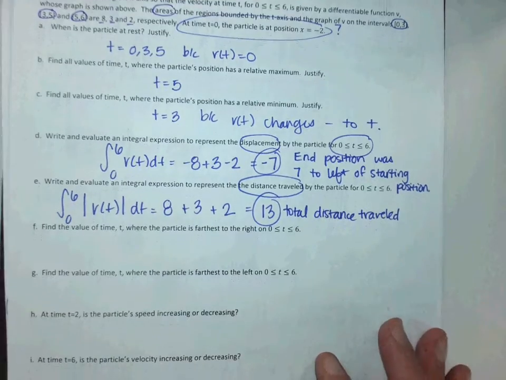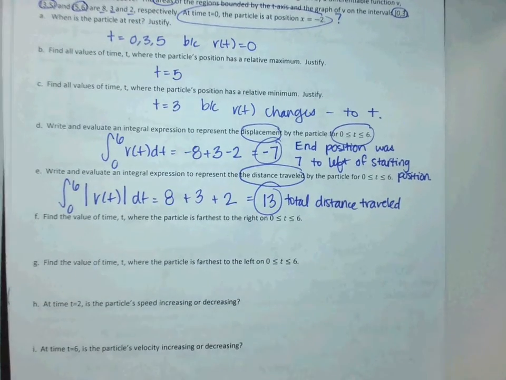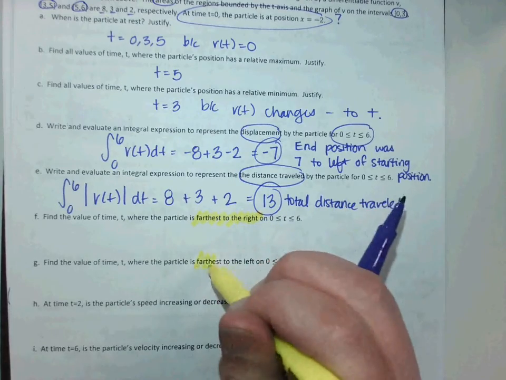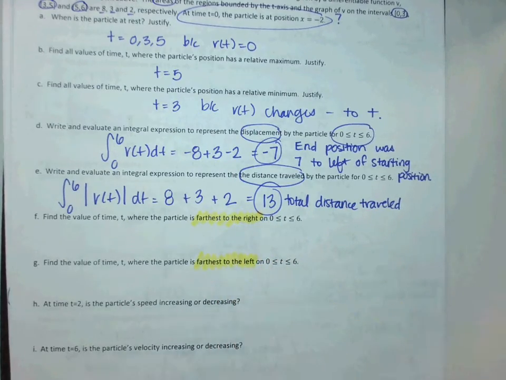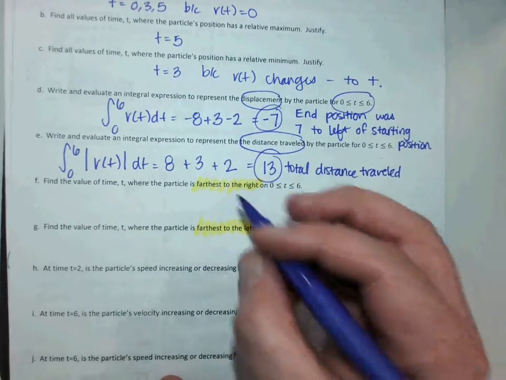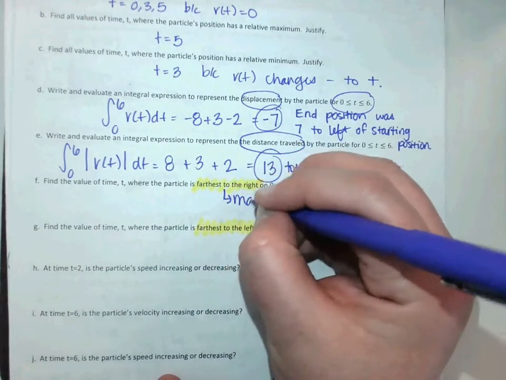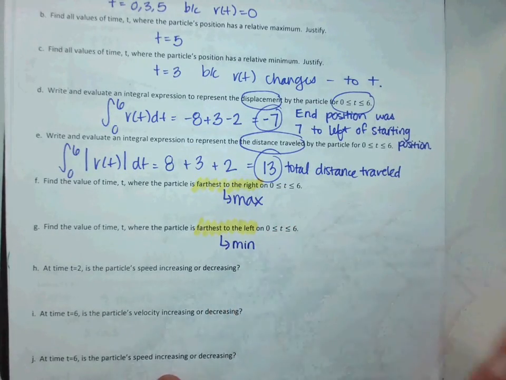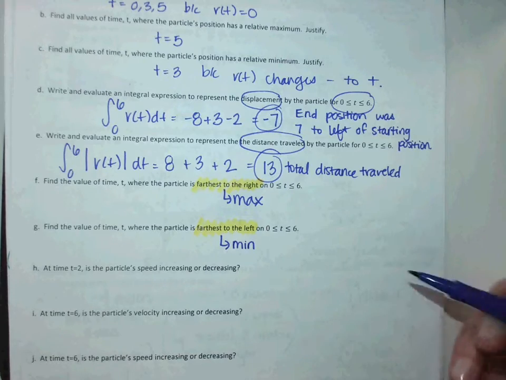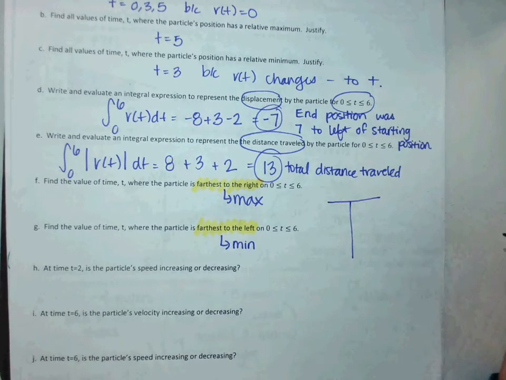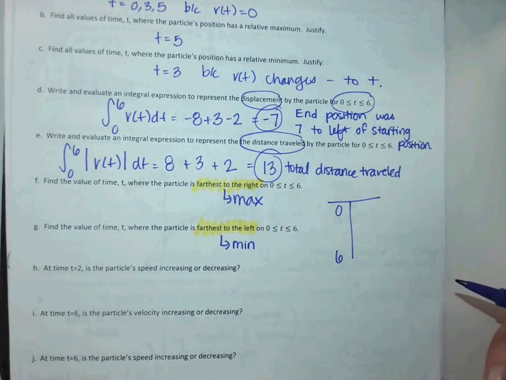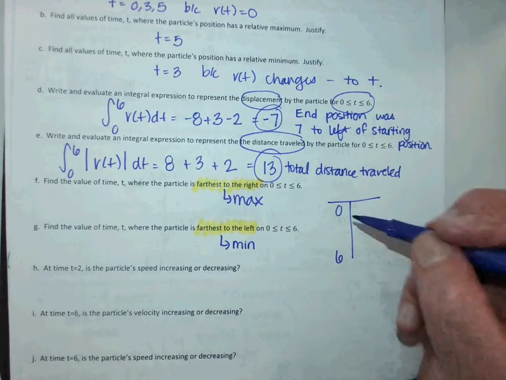Okay, next 2 questions. Find when the particle is farthest to the right. Find when the particle is farthest to the left. One of those is a max, one of those is a min. Farthest to the right, is that a max or a min? That's a max. Farthest to the left, what do they want? Min. So we're going to set up our candidates chart. What are my endpoints? 0 to 6. And then when were my critical numbers? 3 and 5.